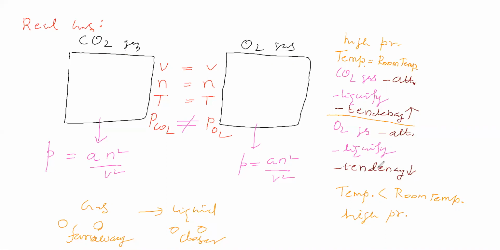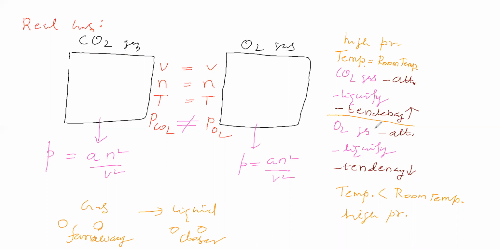So in which is the magnitude of attraction more, carbon dioxide or oxygen? Liquefying this is easy, liquefying this is not easy. That means here molecules are coming easily closer, here molecules are not coming easily closer. So magnitude of attraction is high in which case? Do you think carbon dioxide gas or oxygen gas?